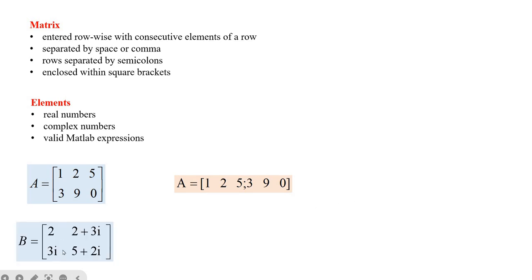Next, if I want this matrix, then I have to type it as B is equal to opening bracket 2 space 2 plus 3i. So this was the first row. Then the first row should be separated from the second row by a semicolon. Put a semicolon. Now type the second row elements separated by a space or a comma.